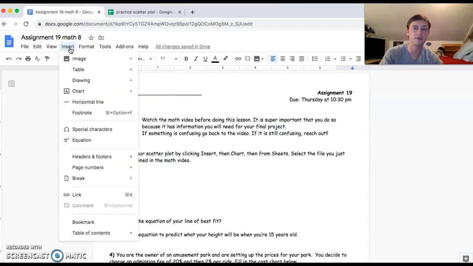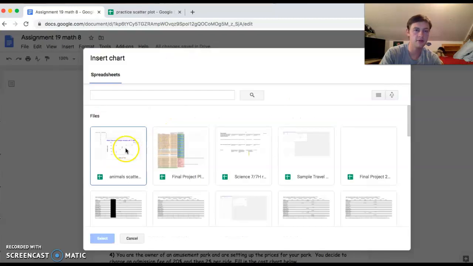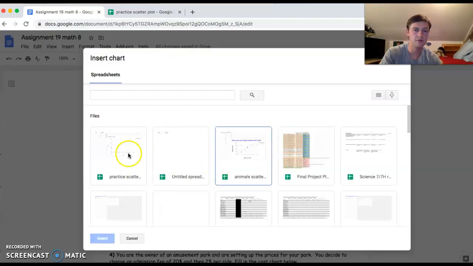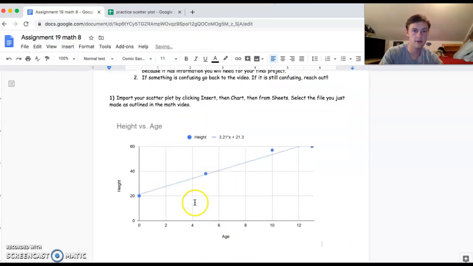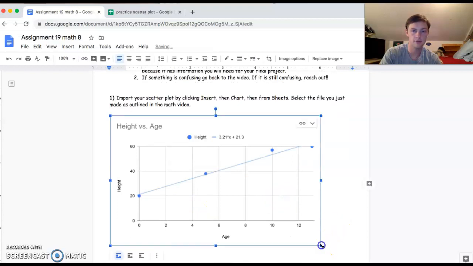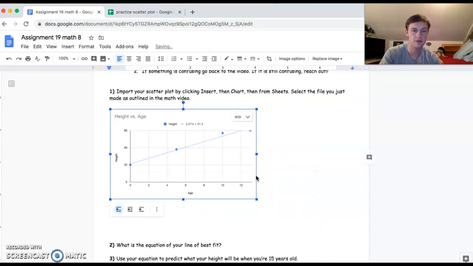So you are going to follow the directions: insert chart from Sheets. Then we're going to do the one we just made, which is the practice scatter plot. Select it, click it, and there we go. You can maybe make it smaller, whatever you've got to do.